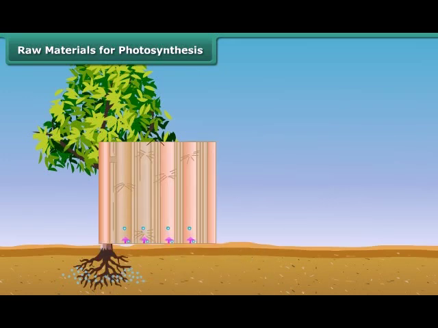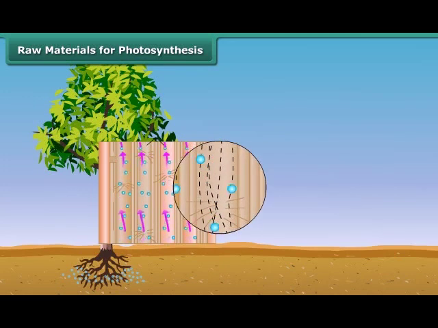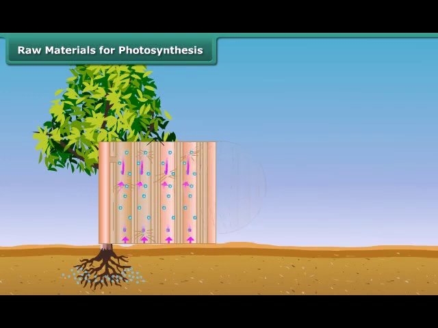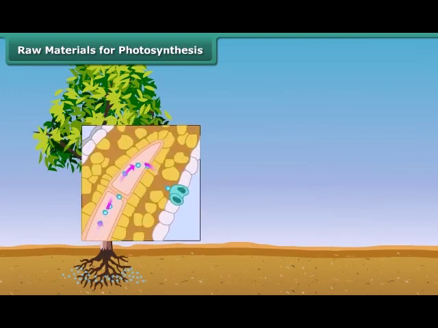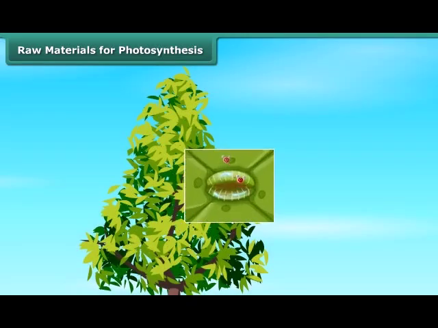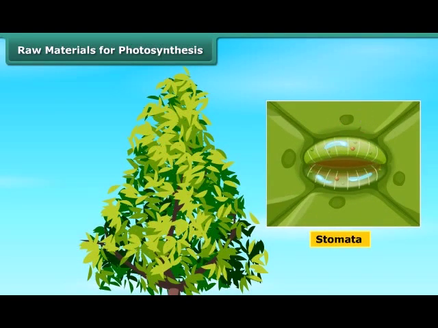These vessels run throughout the root, the stem, the branches, and the leaves. They form a continuous path or passage for water and minerals to reach the leaf. Likewise, carbon dioxide from air is taken in through the tiny pores present on both surfaces of the leaves. Such pores are called stomata. These pores are surrounded by guard cells.